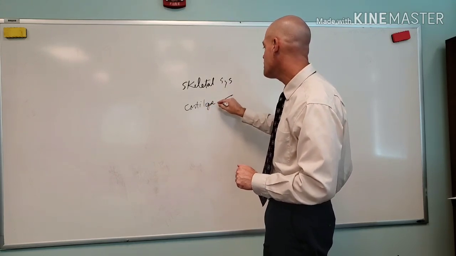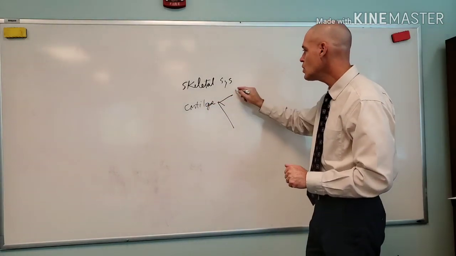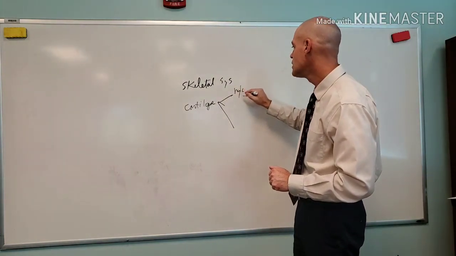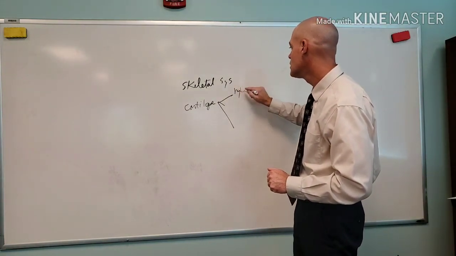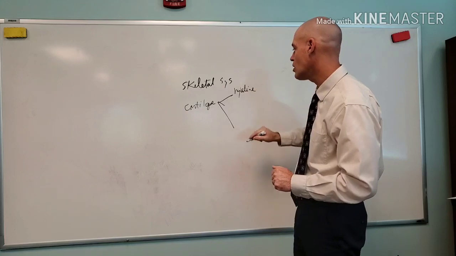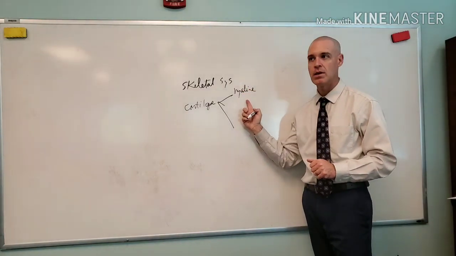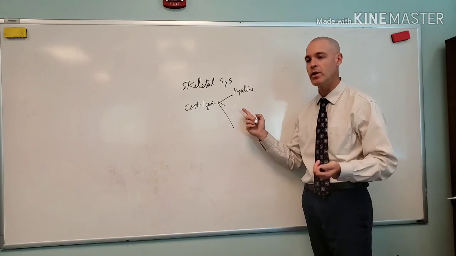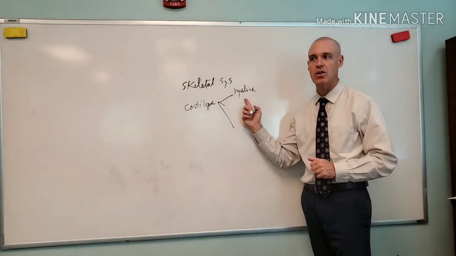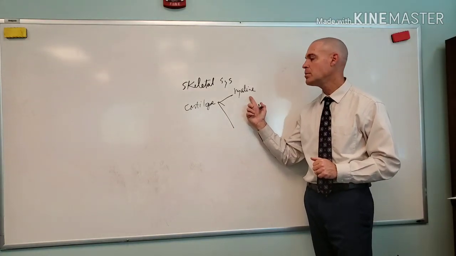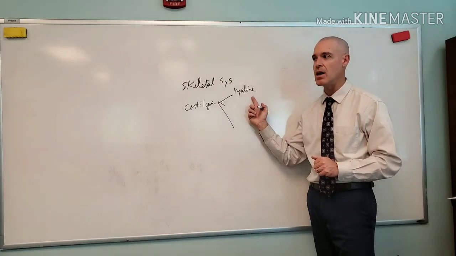And the three types of cartilage would be hyaline. Hyaline cartilage. This is the type of cartilage that lines the joints. So our synovial joints are lined by this hyaline cartilage. We see hyaline probably the most numerously in the body.